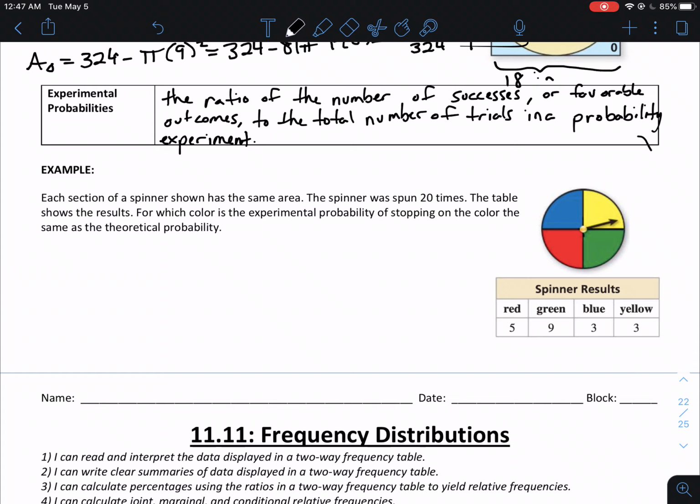If you think about theoretical probability, you're thinking about spinning it 20 times. There are 4 colors. You expect it to land about 5 times on each color theoretically. So which of these matches that? That would have to be red.